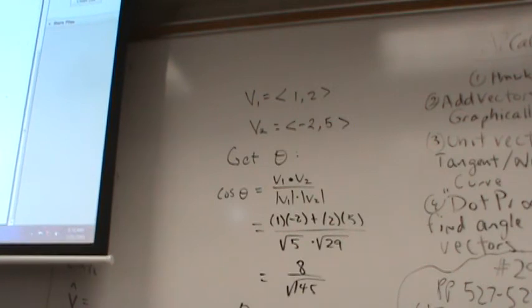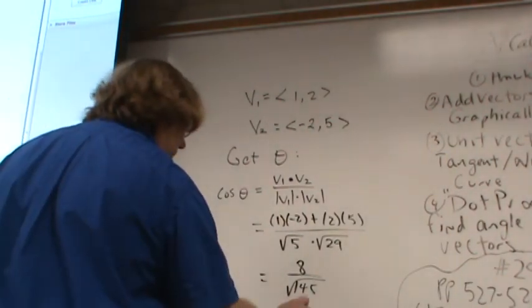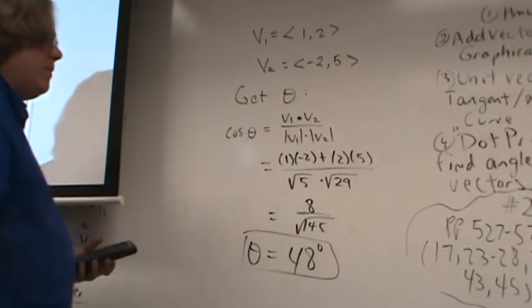Don't go yet. There's one more thing I need to say. But before I do that, just a second. Okay. So inverse cosine of 8 divided by radical 145. So I get about 48 degrees.